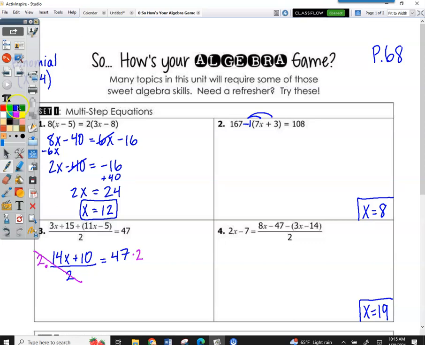So I'm going to bring the 14x plus 10 down. And then what's 47 times 2? Is that 94? Now I have a 2-step equation left. Subtract the 10. And divide by 14. What do you get? 6.